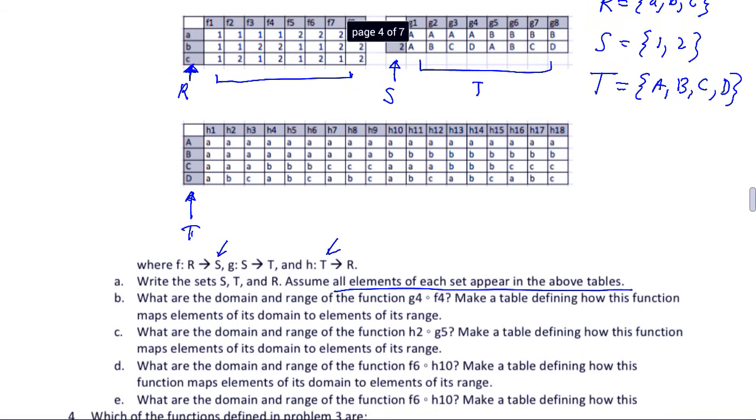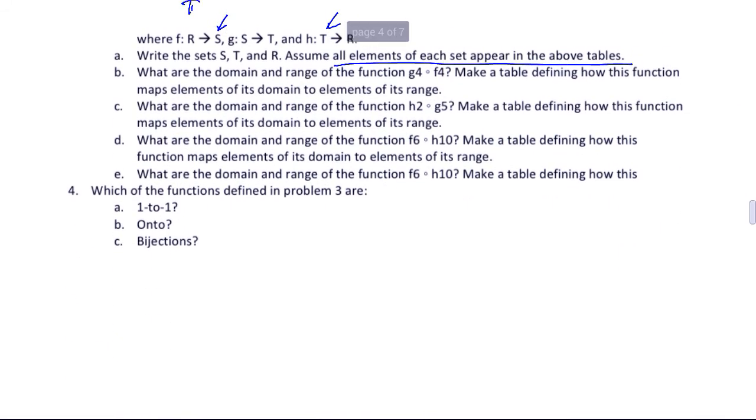Now we're going to do part B. The domain and the range of the function g4 composed with f4. Make a table defining how this function maps elements of its domain to elements of its range. When we write g4 composed with f4, what we're doing is saying that we apply f first and then g.